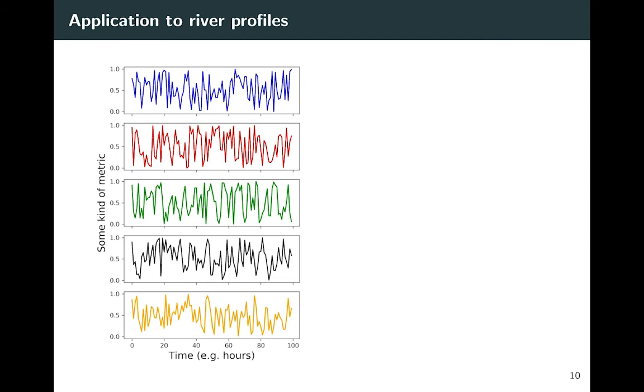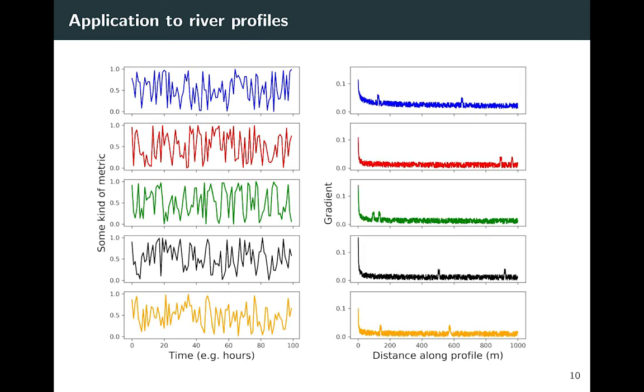Okay, so how can we apply this to river profiles or generally to geomorphic studies? Well, in our time series data, we have time on the x-axis and some kind of metric on the y-axis. For our river profiles, we just replace this time axis with a distance along profile axis, where 0 would be the channel head, and then we're going downstream. And as our metric, we use our channel gradient. So what we're doing is really grouping profiles based on how the gradient varies as a function of distance downstream.